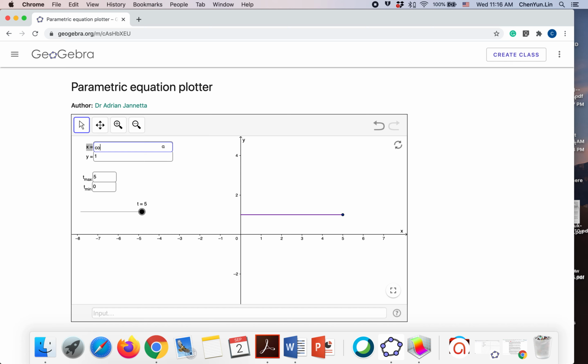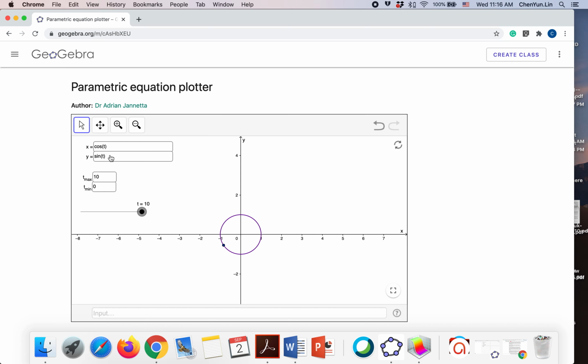Let's say I have x being cosine of t and y being sine of t, and now what do we have? You see, when t equals 0, I have cosine 0, sine 0, so cosine 0, sine 0 is 1, 0. And as t moves on, you can see it gives us a curve like this on a two-dimensional space. Okay, it stops here because I put t max being 5. I can do 10. Then it will keep going and circle back.